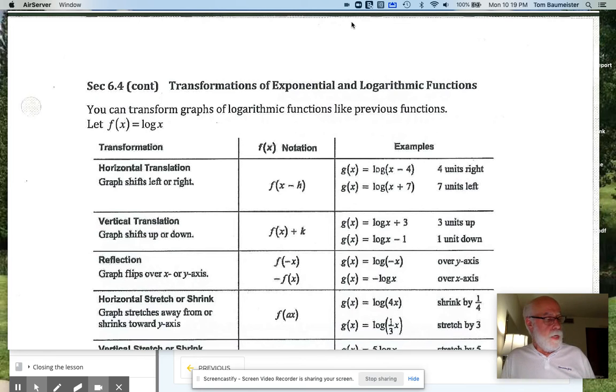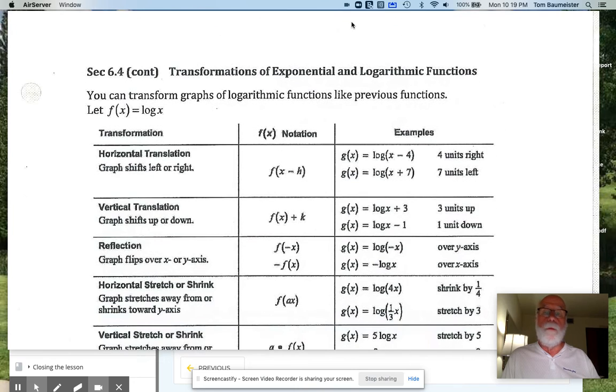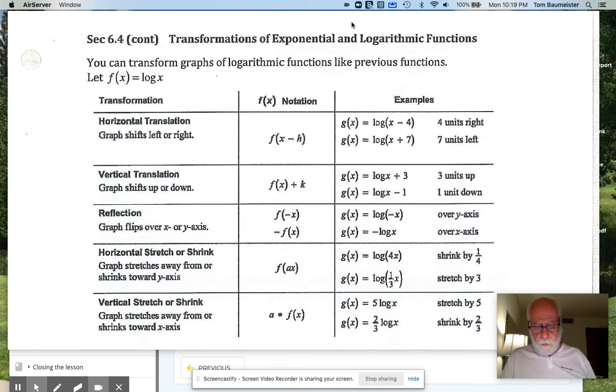Let's continue with section 6.4. Remember yesterday we did transformations of exponential functions, and today we'll start with logarithmic functions, and then we'll do a little writing transformations. So you can transform graphs of logarithmic functions like previous functions, even just like yesterday.